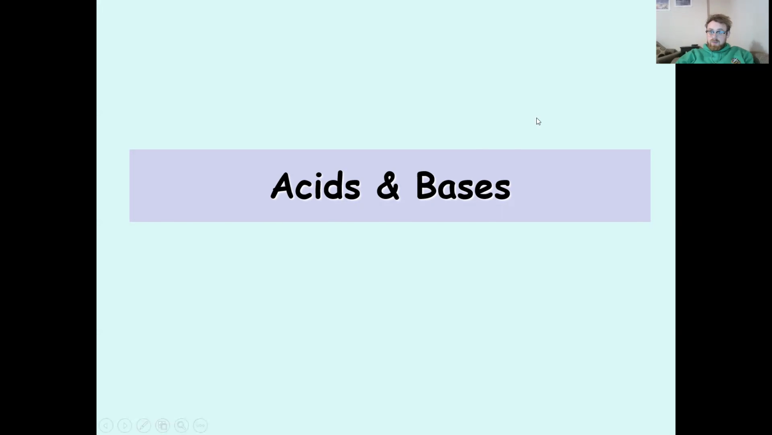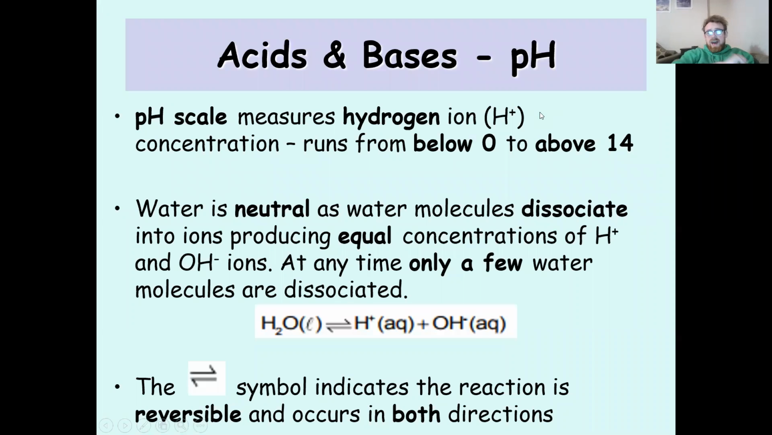So let's look at acids and bases. The pH scale measures the hydrogen ion concentration. So the lower the number, the higher the hydrogen ion concentration. Water is neutral, as water can dissociate from H2O into H+ and OH-. Because that happens at the same time, in pure water, there are equal numbers of hydrogen ions and hydroxide ions. There's only ever a few water molecules dissociated at the same time, so most of the water molecules will be as H2O.